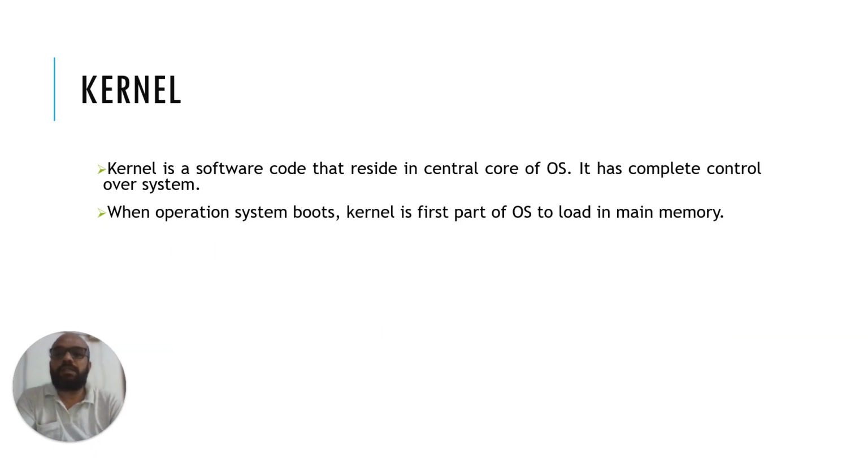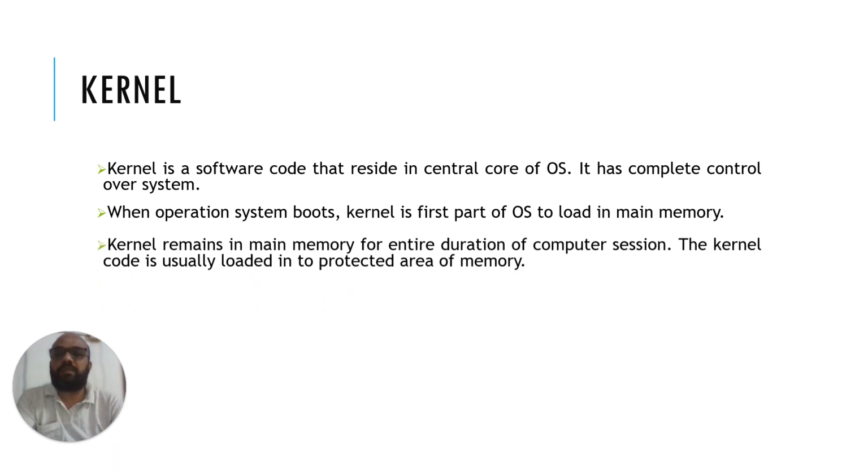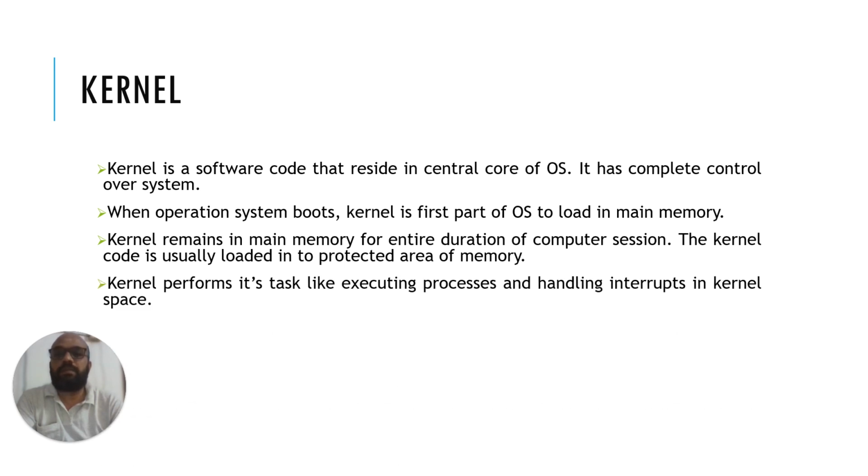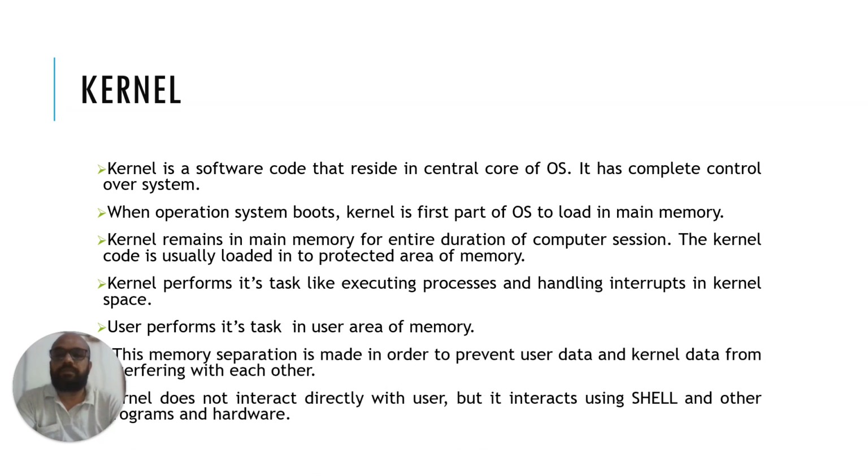The kernel is software code which resides in the central core of the operating system. Whenever the operating system boots, the kernel is the first part of the OS to load in main memory, and it remains in main memory until the system is shut down. The kernel code is usually loaded in a protected area of memory, and user programs cannot access that memory. The kernel performs tasks like executing all the processes and handling interrupts. The kernel does not interact directly with users, so it interacts using the shell.